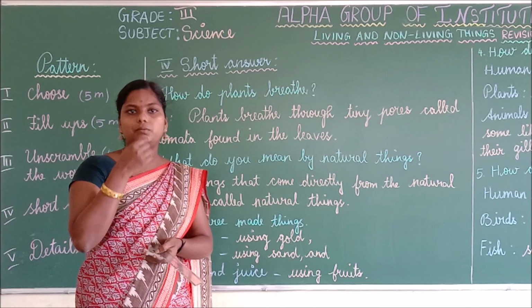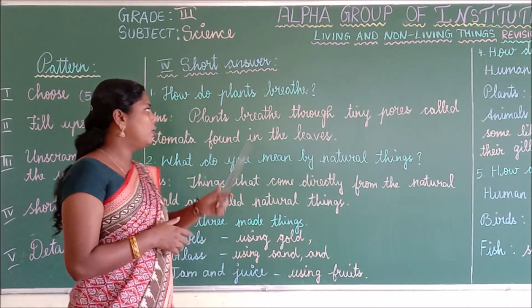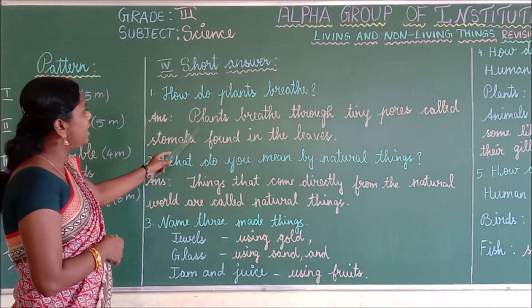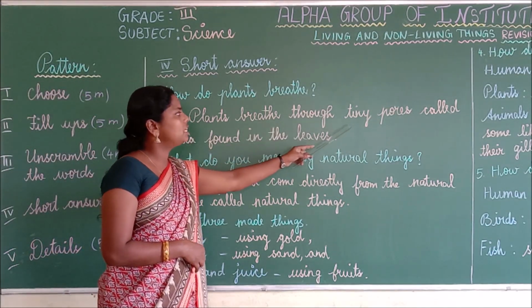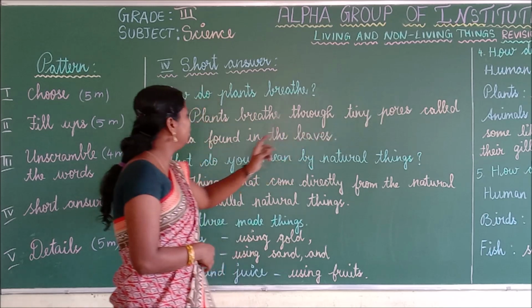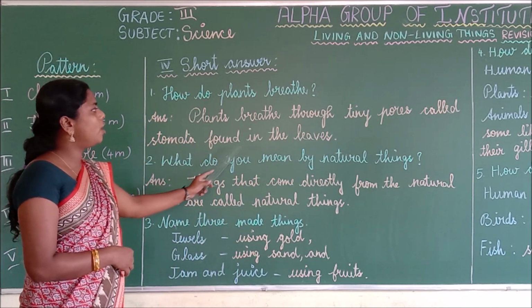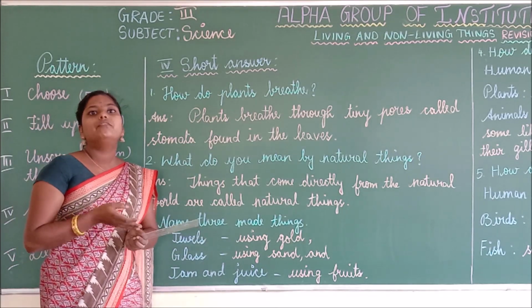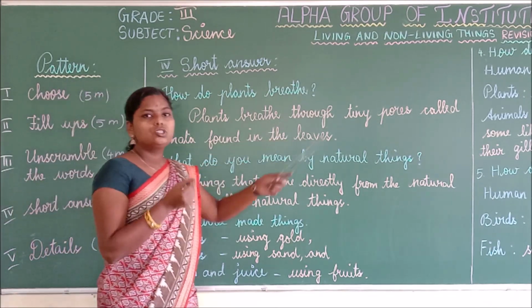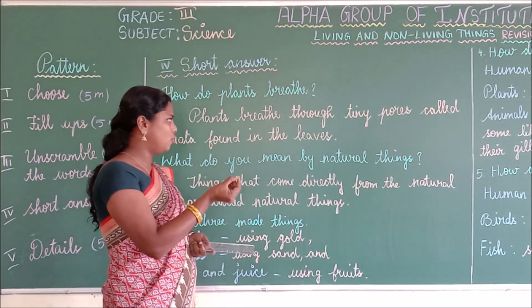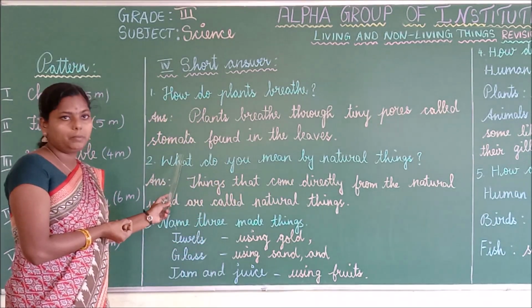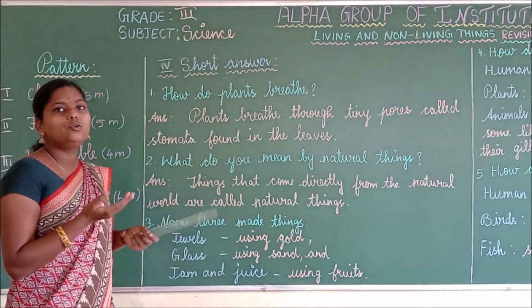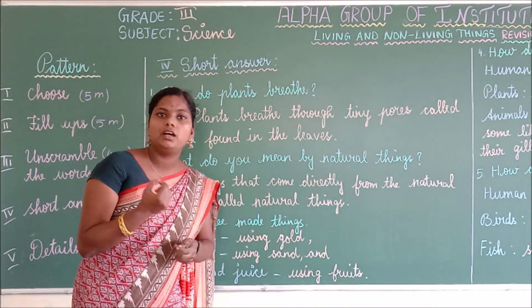So I am a human being, I breathe with my nose. So how do plants breathe? Answer, plants breathe through tiny pores called stomata found in the leaves. So what is said here? Plants will breathe through small tiny pores called stomata found in the leaves. These stomata are found in the leaf of a plant.